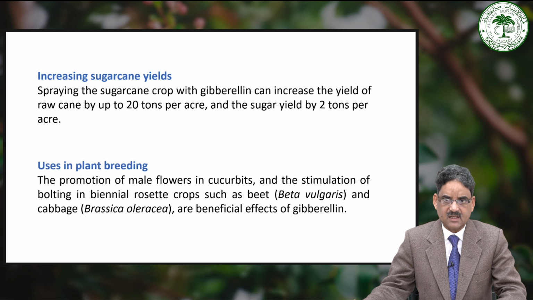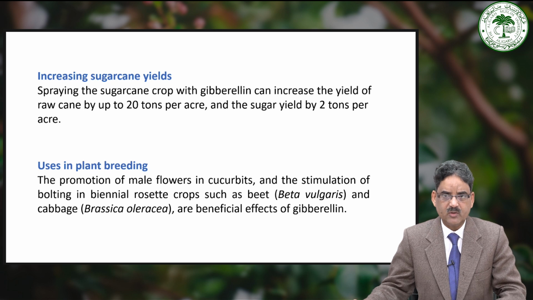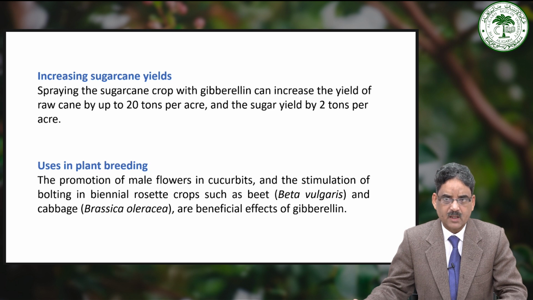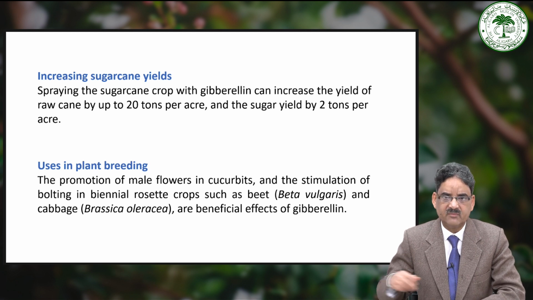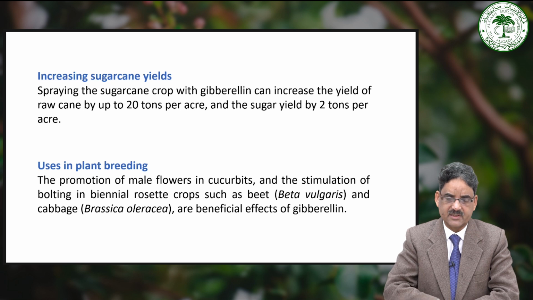In addition to elevating raw cane production, GA also influences sugar yield. GA enhances the accumulation of sucrose in the sugarcane stalk, leading to an increased sugar yield of approximately 2 tons per acre. This is crucial for sugarcane farmers and the sugar industry as it directly affects the economic output and profitability of sugarcane cultivation.